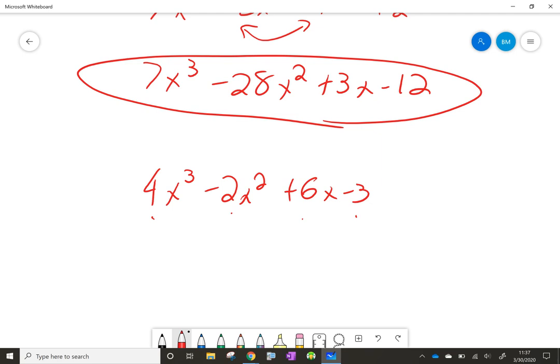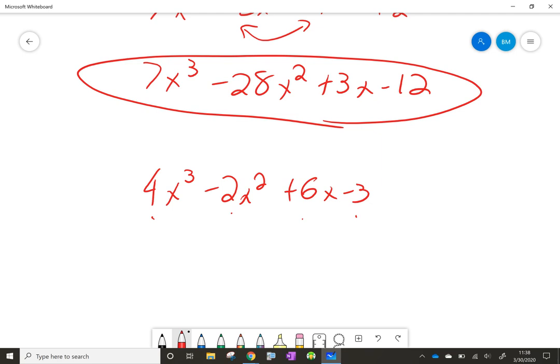Not all terms have an x. And it looks like most of the terms are divisible by 2. Like 4 you can divide by 2, 2 you can divide by 2, 6 you can divide by 2. But the 3 you can't, right? The 3 you can't divide by 2. So there is no GCF between all four terms.